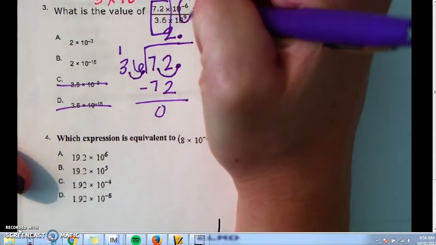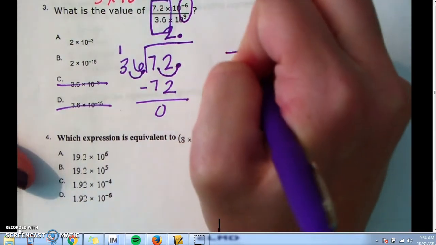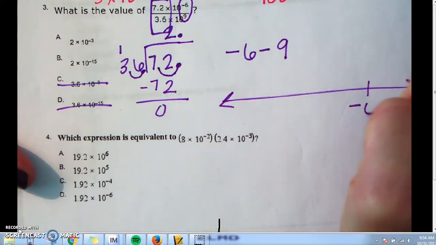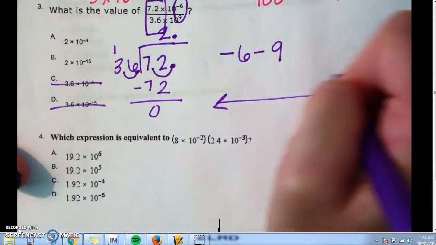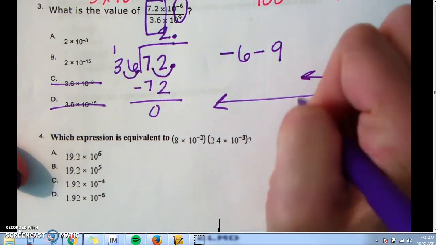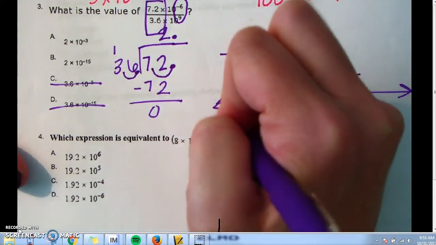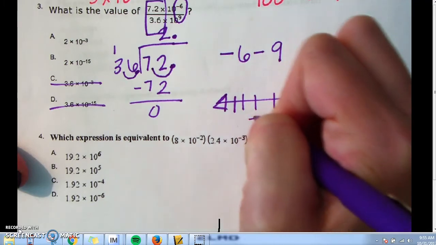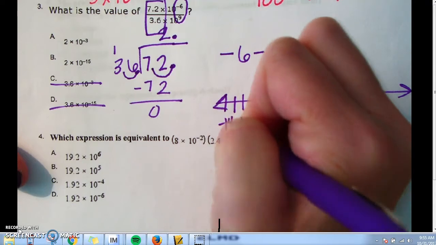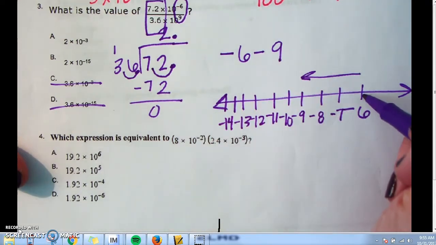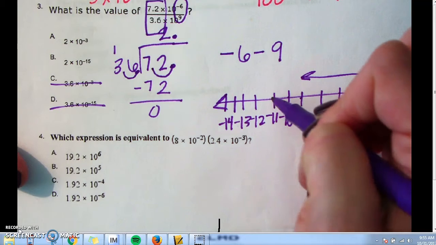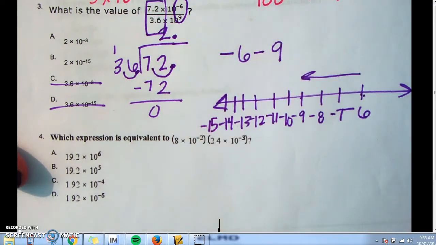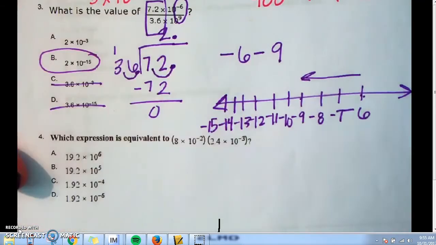Now, remember the rule with the exponents is that we subtract the exponents. So I have negative 6 minus 9. If I'm at negative 6 on the number line and I'm subtracting 9, that means I'm going this way 9 places. 1, 2, 3, 4, 5, 6, 7, 8, 9. So that would be negative 7, negative 8, negative 9, negative 10, 11, 12, 13, 14. So negative 6 minus 9 is negative 15, right? So it looks like B is your answer.